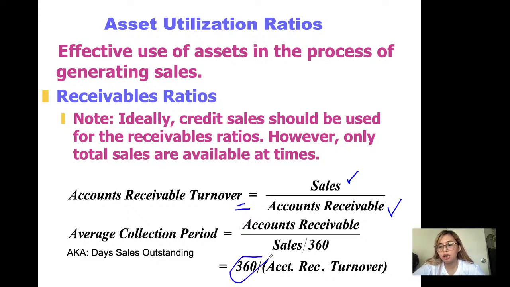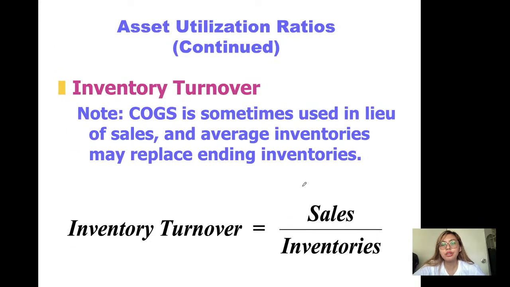This is the fixed period for a year. 'Di ba? So, ito yung ginagawa nating denominator, 360, which is equivalent to 1 year. So, asset utilization ratio class, so this is very easy. You need to divide the sales over inventories.